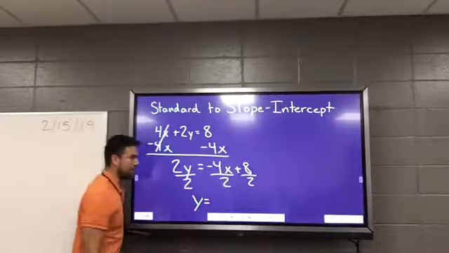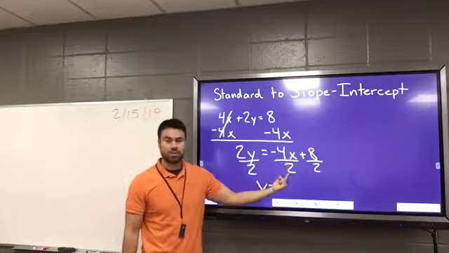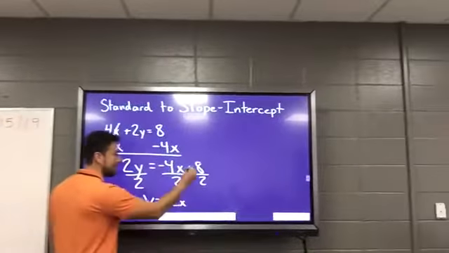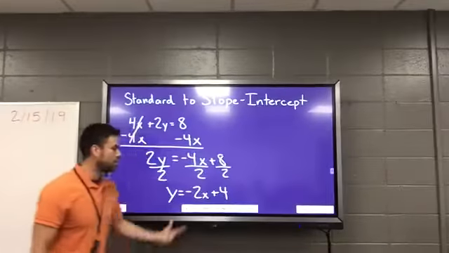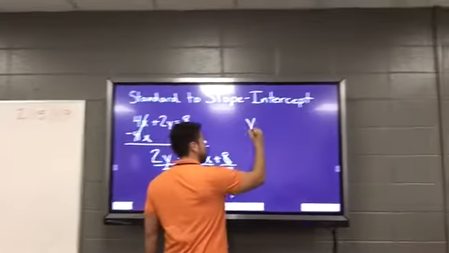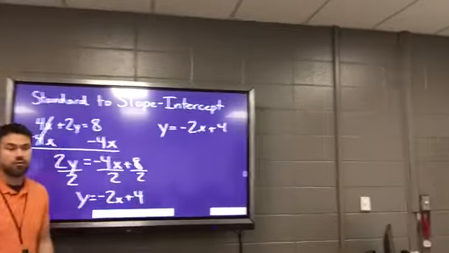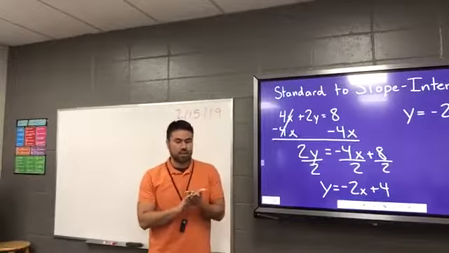Y. Okay, and here was where people get tripped up a little bit. What's negative 4x divided by 2? Negative 2x. And what's 8 divided by 2? So you got plus 4. What does that look like? Slope-intercept form. So y equals negative 2x plus 4. That's slope-intercept form.